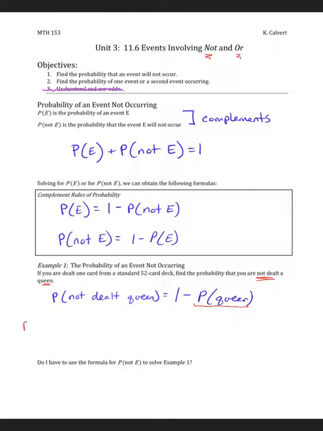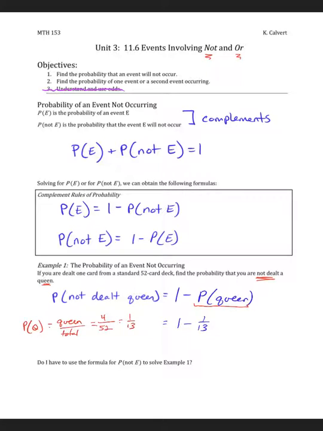So finding the probability of getting a queen means we want to find how many queens there are in a deck of cards divided by the total amount. We know that in a standard deck of cards there are 4 queens out of a total of 52 cards, which simplifies to 1 over 13. So now we substitute 1/13 in for the probability of getting a queen. So that's 1 minus 1 over 13.